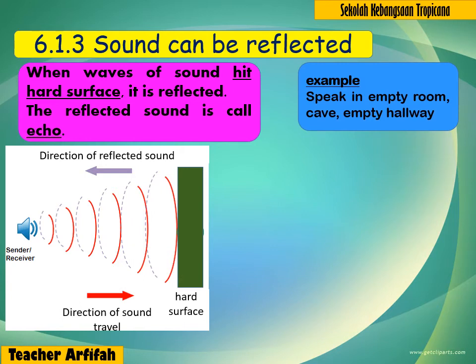For example, when you speak in empty room, in a cave, at empty hallway, you will hear another sound of your voice. The sound will be like double or maybe triple. After you say something, you hear your word one time and then you hear again. That one is echo or reflection of sound.